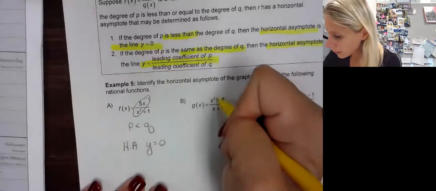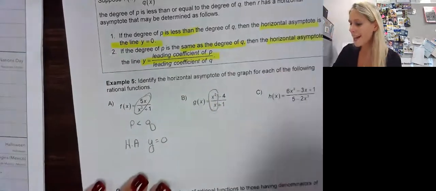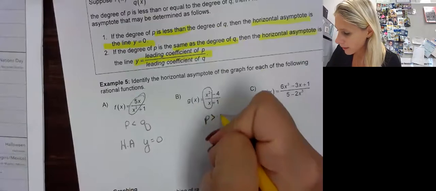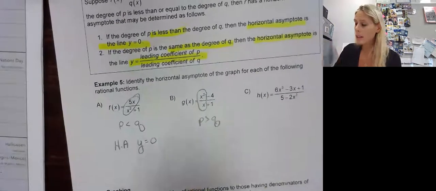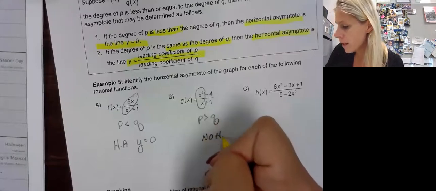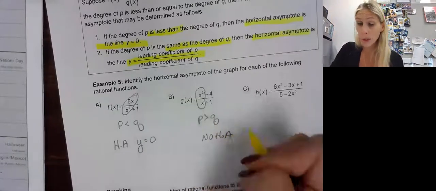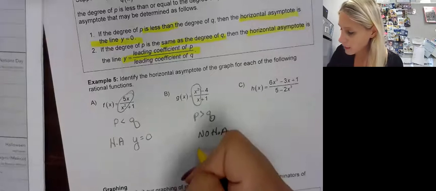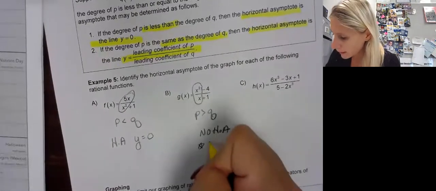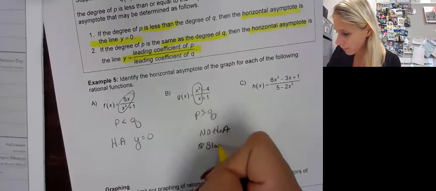Okay, let's look at this one. We have x squared and x. In this case, P is greater than Q. So this means no horizontal asymptote. And it's actually an oblique or slanted one, okay? So I'm going to just note this for now, but we will talk about these in 3.3.